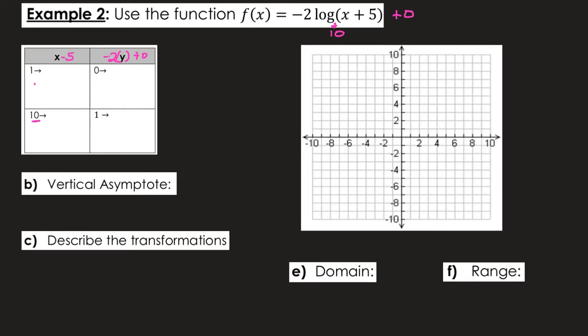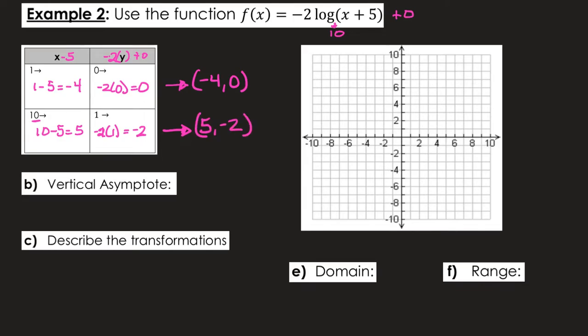So let's get started. 1 minus 5 equals -4. -2 times 0 equals 0. Then we have 10 minus 5 equals 5. And, oops, I'm sorry, negative 2 times 1 equals negative 2. So our new reference points are going to be negative 4 comma 0 and 5 comma negative 2. Our vertical asymptote is x equals our h value. We know our h is negative 5, so x equals negative 5 for our vertical asymptote.